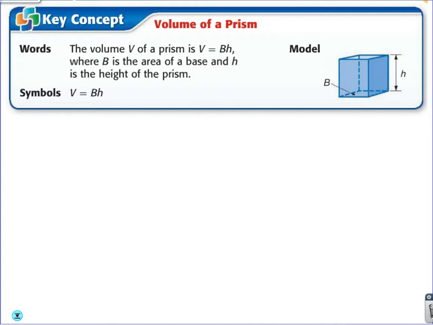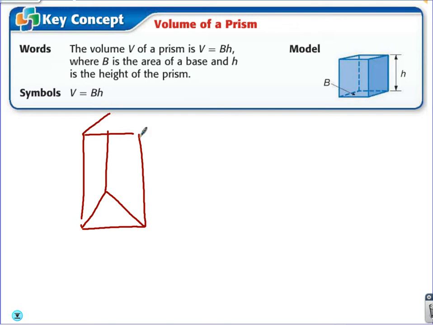Now, listen real close to what I'm about to do. I can pretty much teach volume in about 2 minutes. Here's your rule for volume. Notice with a prism, let's take a triangular prism, or any kind of prism, what's true about the bases? They're the same. In any kind of prism, the bases are the same.